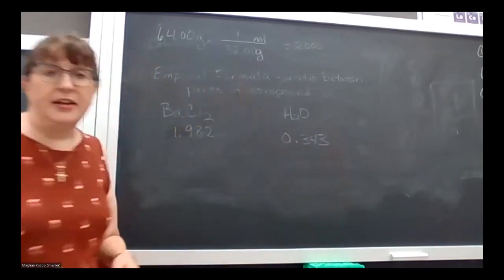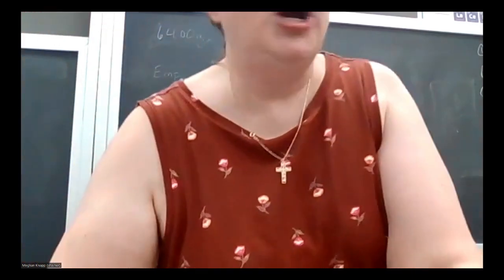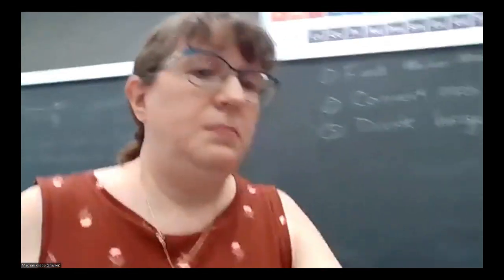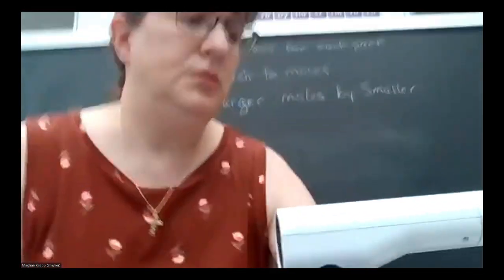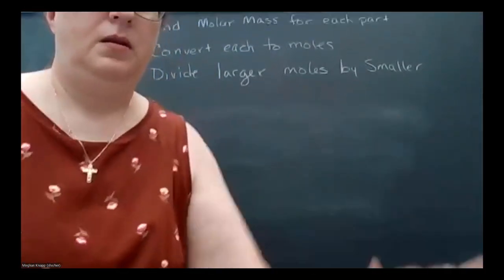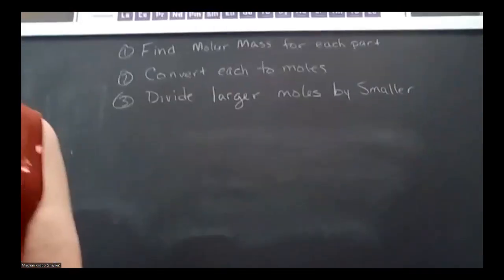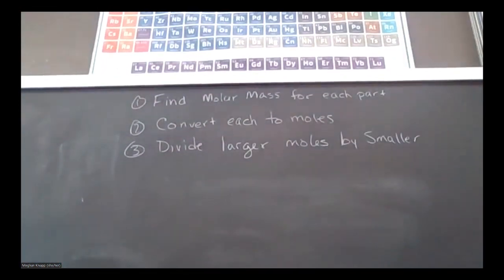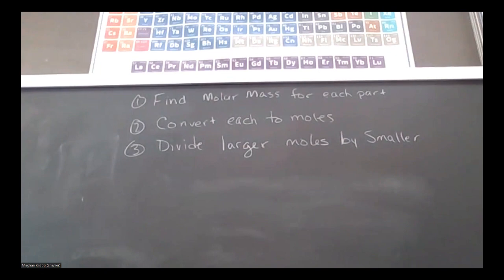So our method for figuring out the ratio is going to be these 3 steps. We're going to find the molar mass of each part. We're going to convert each of those masses to moles, and then we're going to divide by the larger number.